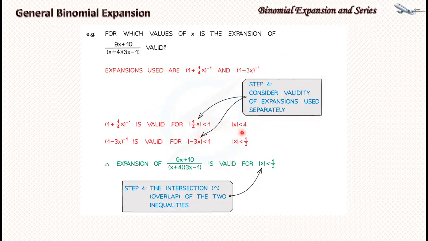Okay, so the first one is valid from -4 to +4, but the second is valid from -1/3 to +1/3. So what is the intersection? The intersection is -1/3 to +1/3. So we take the intersection, which is the absolute value of x should be less than 1/3. That's the validity that we are going to consider.